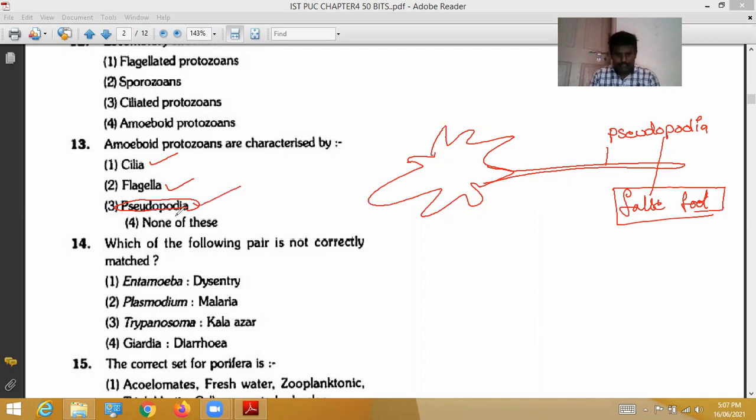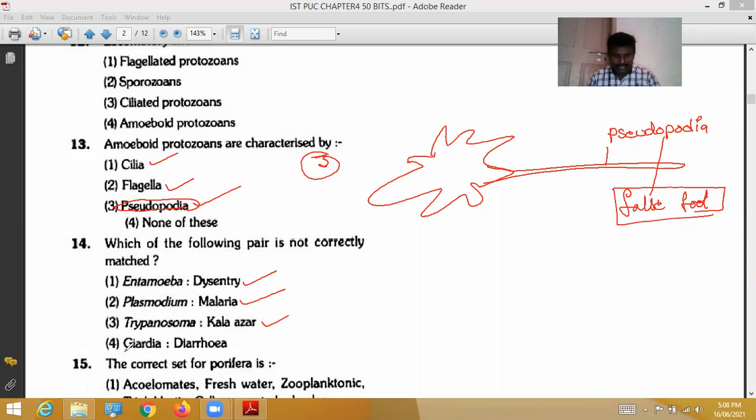So the correct option for this question is the third option. Next: which of the following pairs is not correctly matched? Entamoeba histolytica causes amoebic dysentery. Correct. Plasmodium vivax causes malaria. Correct. Trypanosoma causes kala-azar, also called leishmaniasis. These 3 options are correct.